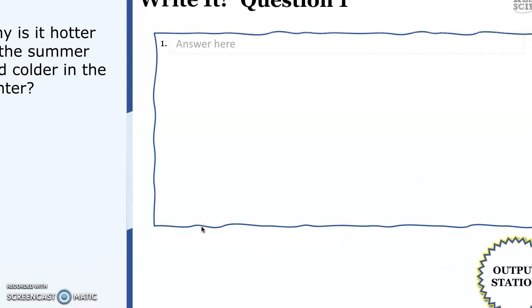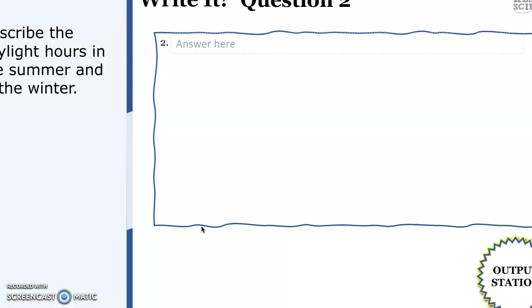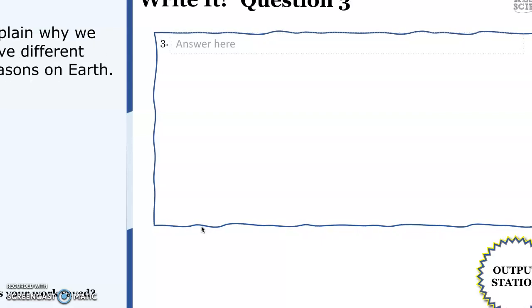Then the Write It, there's some questions to answer. These should be multiple sentences. They shouldn't be just like one sentence answers. There's 3 questions of that.